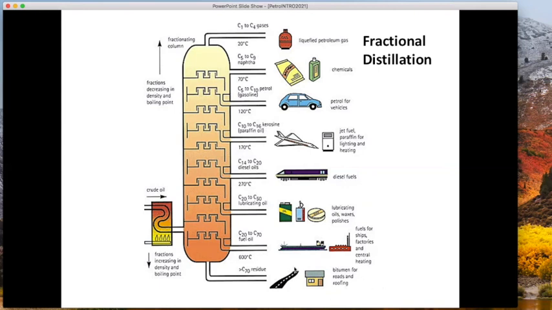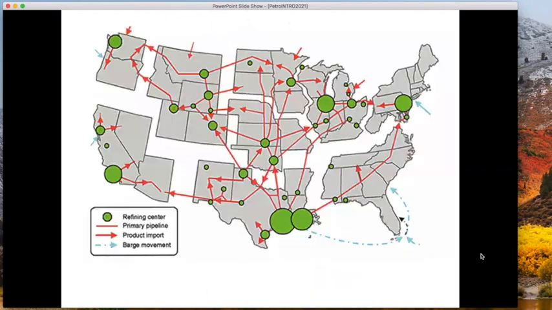So we can make everything from tar that goes into roads to diesel fuel for trains and boats and trucks, petroleum products like waxes and polish and lubricant, jet fuel, gasoline for our cars, and of course, natural gas products as well. It all just separates out in big towers. And then they can ship the different products to whoever wants or needs them.